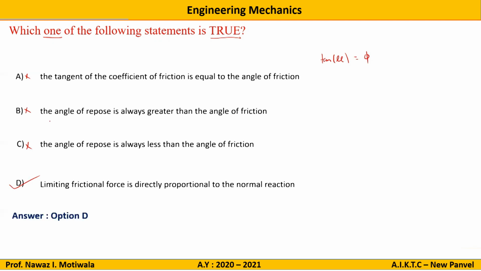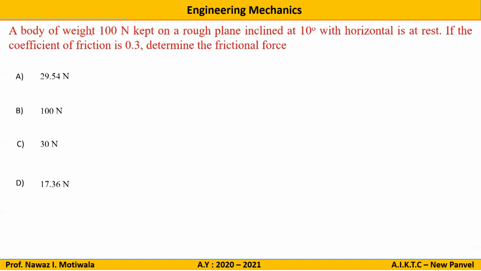Option B. Next question. A body of 800 Newton kept on a rough incline at 10 degrees. Okay, the body is kept on a rough incline of 10 degrees and the value is 100 Newton. If the horizontal is at rest, and the coefficient of friction is 0.3, determine the frictional force.